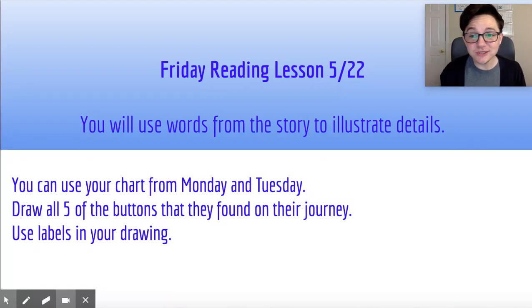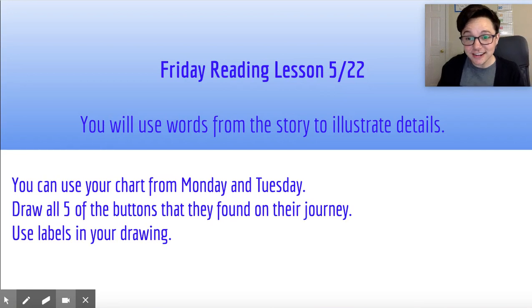Today, you're going to use your chart from earlier in the week and you're going to draw all 5 of the buttons that they found on their journey. You can also add the buttons that Toad originally had on his jacket. So we're going to draw all of the buttons that ended up on Toad's jacket because we know that he ended up sewing on all of the buttons that they found. And if you want, you can use labels in your drawing too.